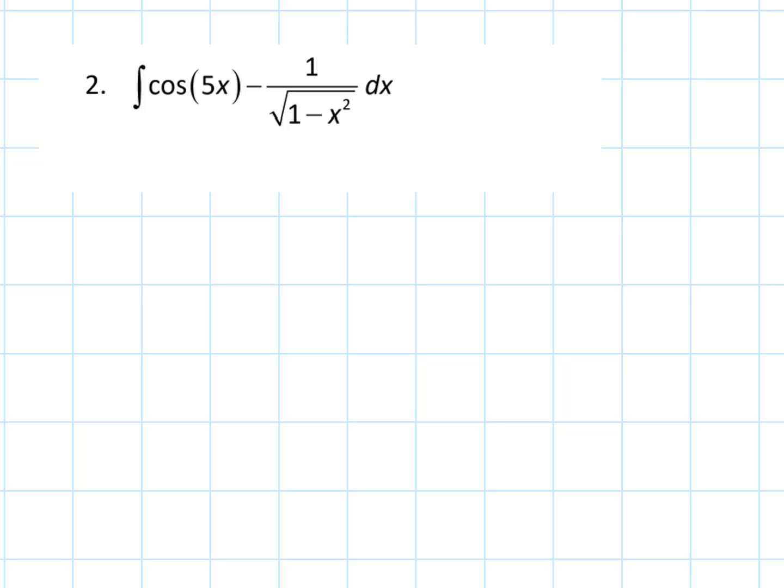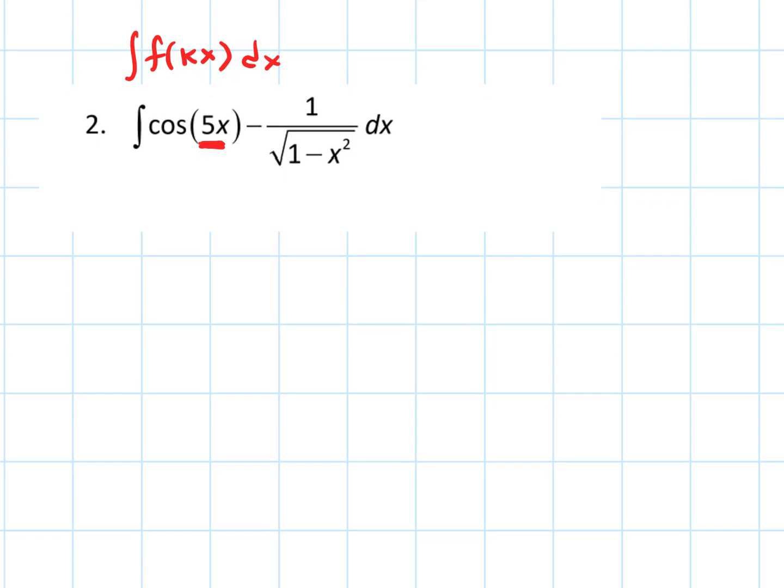I notice here, and we've worked with these a few times now through these videos, that I have a f of k times x. So remember when I integrate f of k times x, just as a quick reminder, this is going to give me, and in my mind I think, okay, I'm undoing that chain rule. So I'm going to have 1 over k times the antiderivative of little f of x, capital F of x, evaluated at kx plus c.